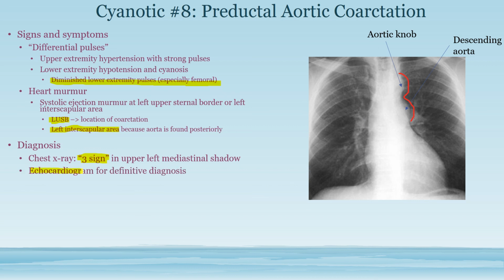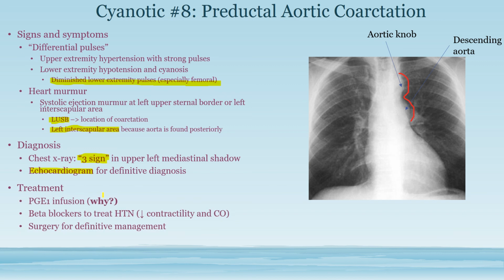Echocardiogram for definitive diagnosis as always. And how do we treat this? We want to do a PGE1 infusion to open the PDA. And why is that? If there's no patent ductus arteriosus, there's such a strong coarctation that very little blood will go to the lower extremities and the lower extremities will die. But if you have a PGE1 infusion and you keep the ductus arteriosus open, you'll get venous blood going to the lower extremities. Even though it's not the most optimal situation, it has more oxygen than no blood at all.